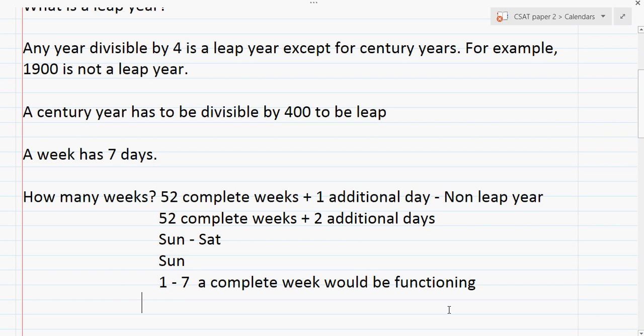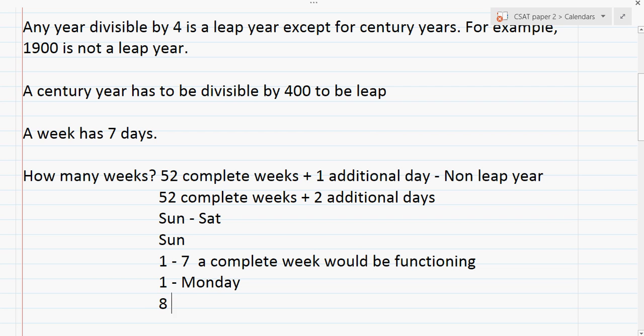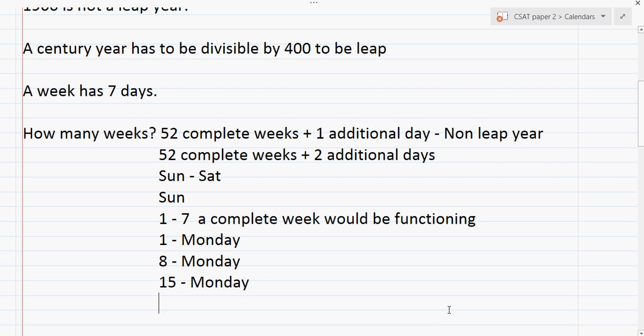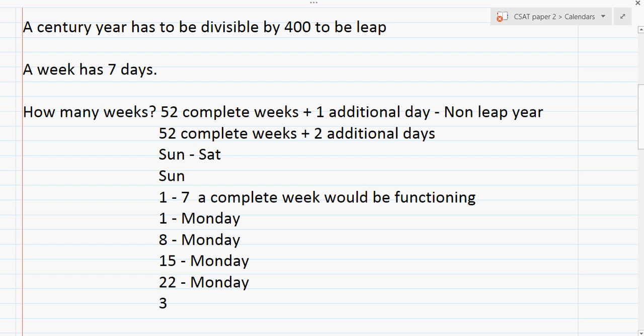So in this way after 7 days a new week starts, right? Which means if first was Monday, then after 7 days, which is 8th, it would be again a Monday, right? And henceforth every multiple of 7, which means after 14 days, which is 15th, it would again be Monday, right? Again the next multiple of 7 would be 21. So 21 plus 1, on 22nd it would again be Monday, and so on and so forth. So 364 is also a multiple of 7, right? Which means on 1 plus 364, which is equal to the 365th day of that year, it would again be Monday, right?